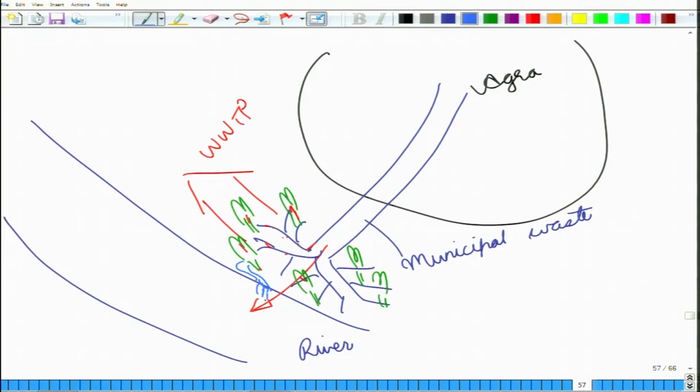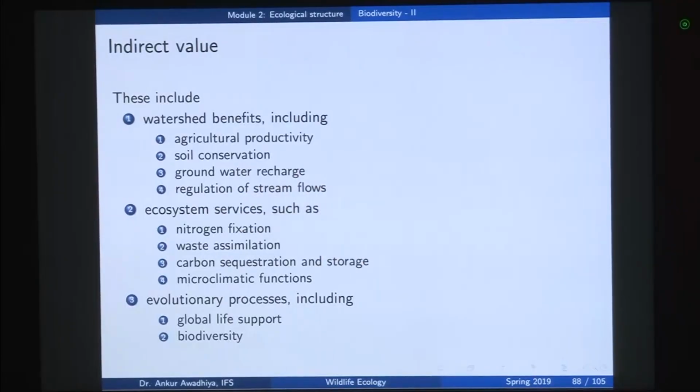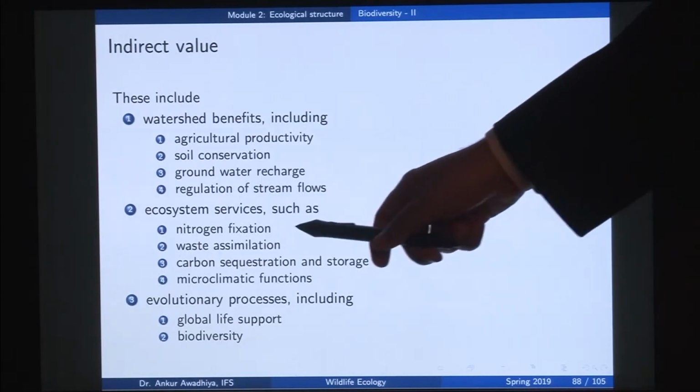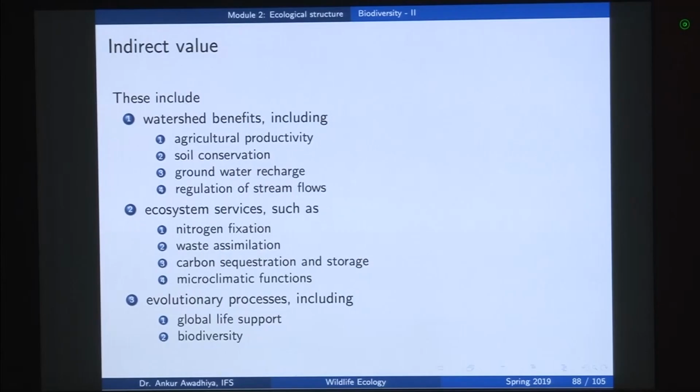So, these sorts of services are known as ecosystem services, and this was the example of waste assimilation. A forest can act as a very good waste assimilator. So, in place of constructing a wastewater treatment plant that could cost you lakhs or even crores of rupees, you can just have a small forest and divert all of your water there, and that water will get used.